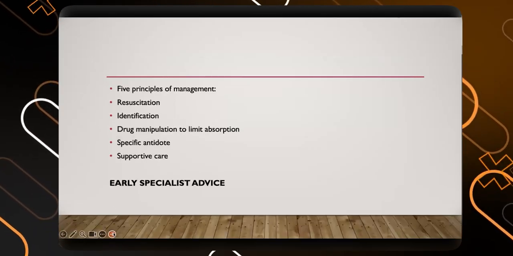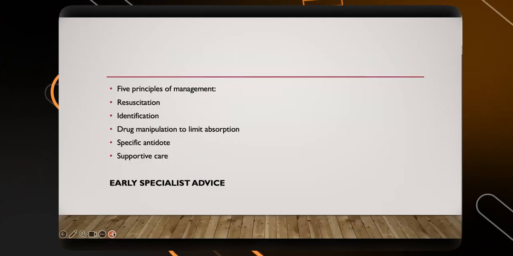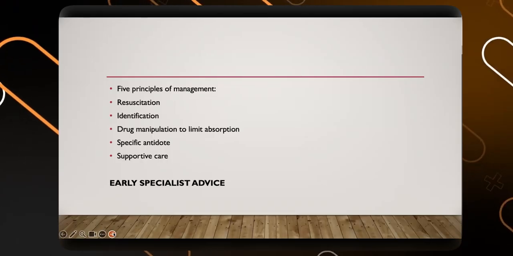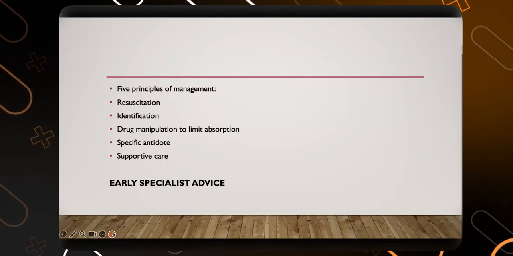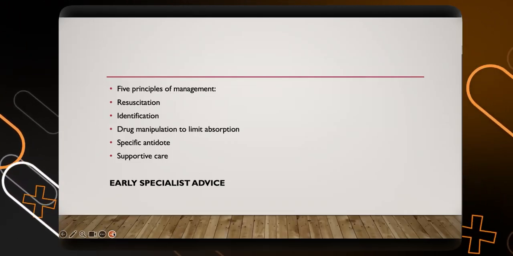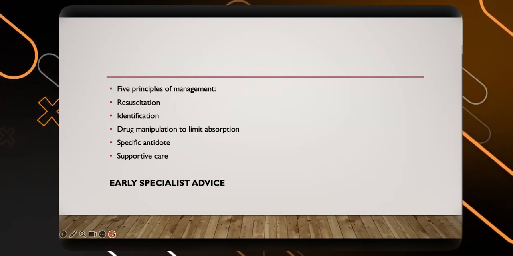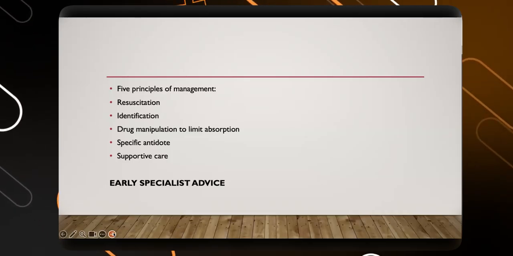What are the 5 principles of management of a suspected poisoning? Firstly, resuscitation, identification of the poison, drug manipulation to limit the absorption, specific antidote, because a lot of the poisons have specific antidotes, some of them may not have, and then definitely supportive care, as with all ICU patients, and seek early specialist advice as well.